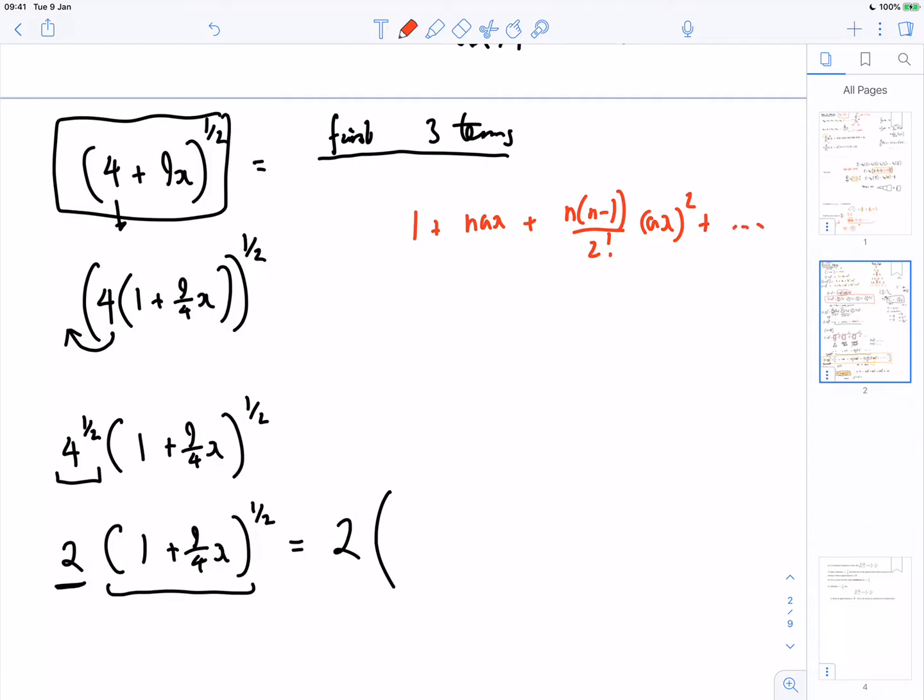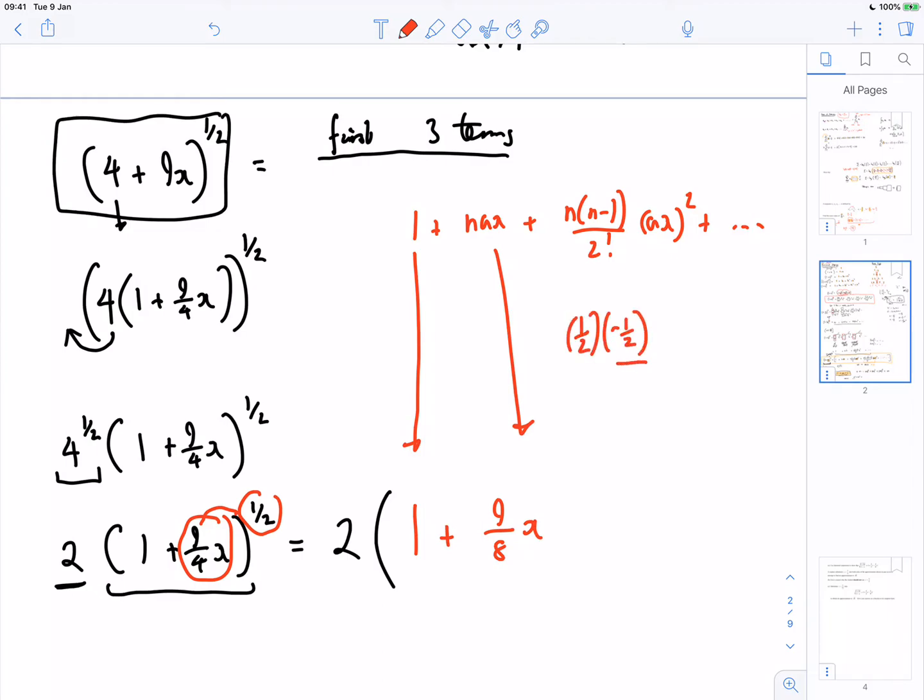So all I have to do is do n times ax. So a half times 9/4 is 9/8. Sorry, first term first, 1 plus nax, which is going to be a half times 9/4, which is 9/8 of x, plus, and now when n is a half, I'm going to have a half times a half minus 1, which is minus a half, all over 2. And then I'm going to have to multiply that by ax squared, which is 9/4 x all squared.